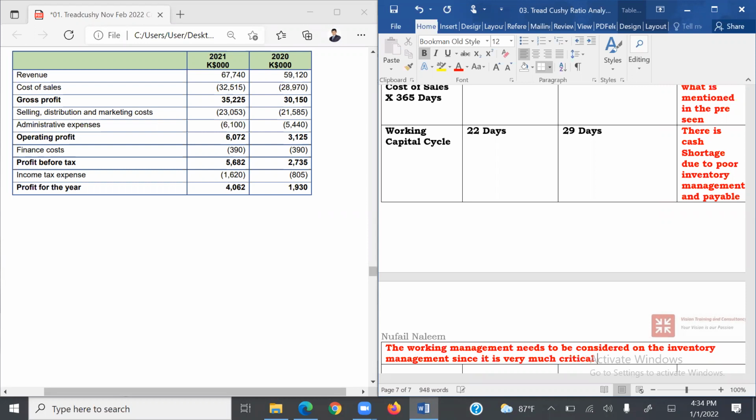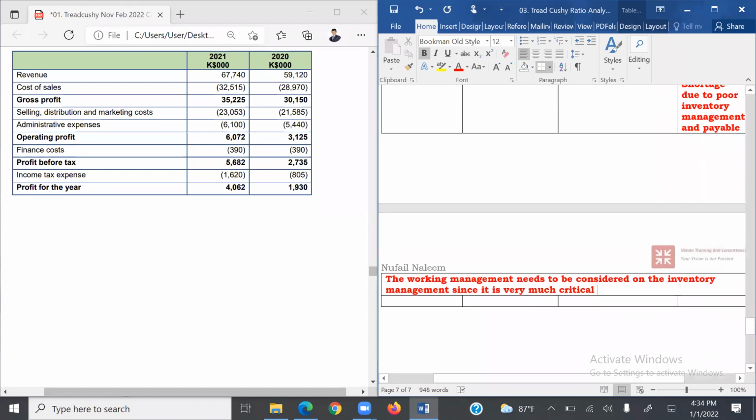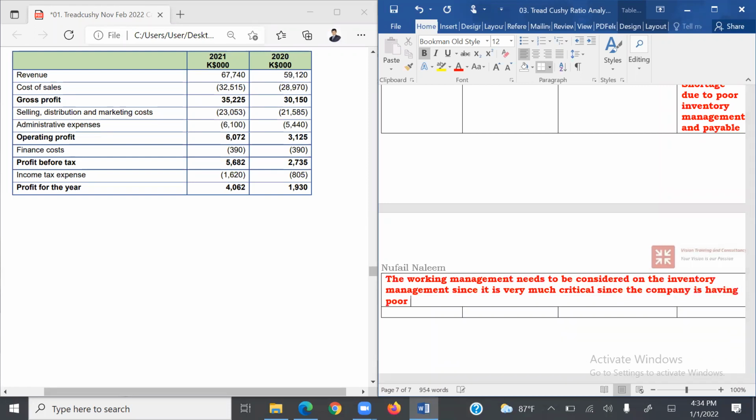What, students? Critical. Very much critical. Get that point of view very, very clearly. Since the company is having poor management of inventory, instead they can apply EOQ. Can you remember economic order quantity?